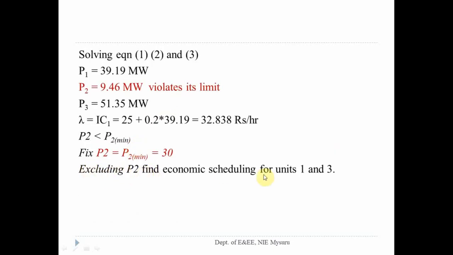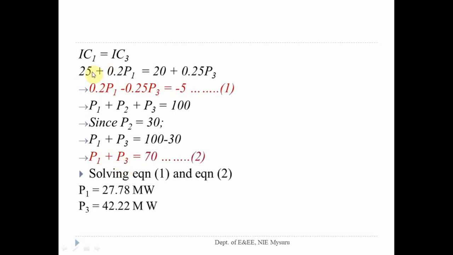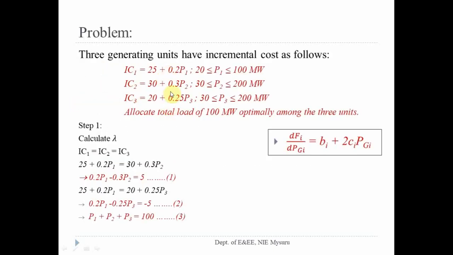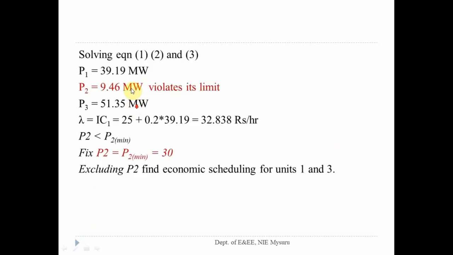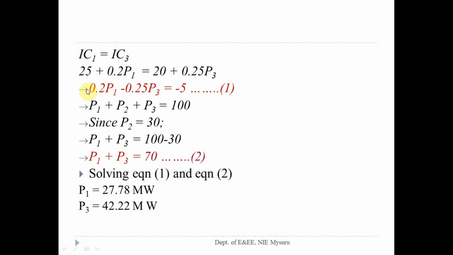So I'll find the economic scheduling of unit 1 and 3 excluding generation 2. The same equations will be taken, but this equation will not be considered. So we have IC1 and IC3. I'll equate these two, and this is the expression I get. Now this is the original demand expression, that is P1 plus P2 plus P3 should be equal to 100, but we know the value of P2. P2 is fixed to 30, so I'll substitute 30 here, and I get P1 plus P3 is equal to 70.